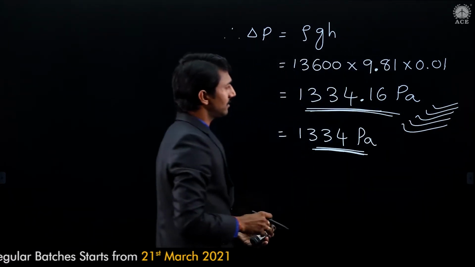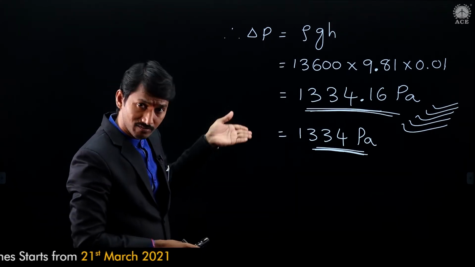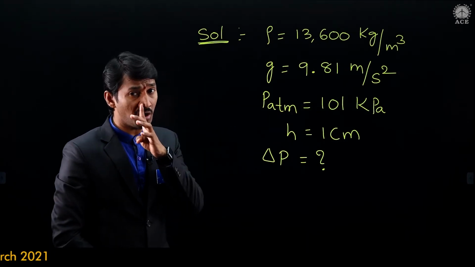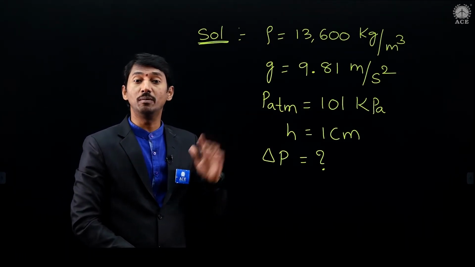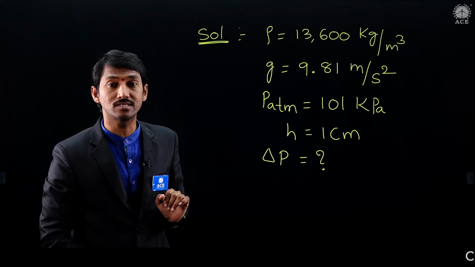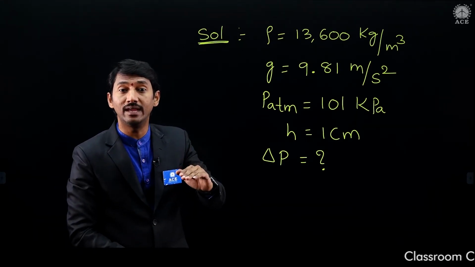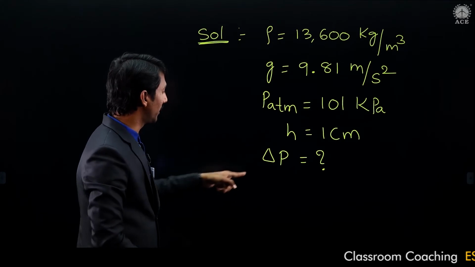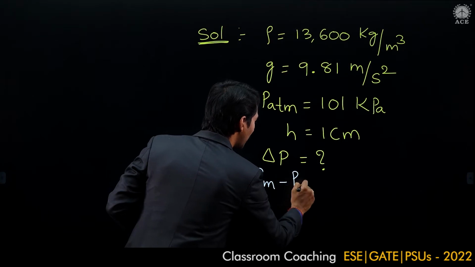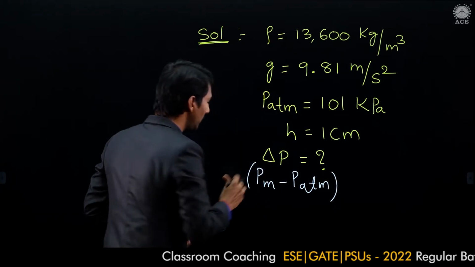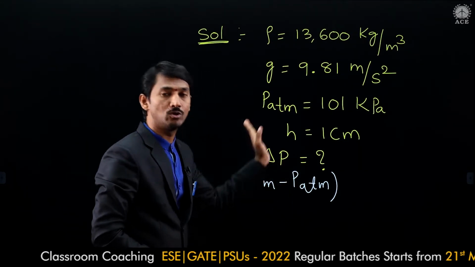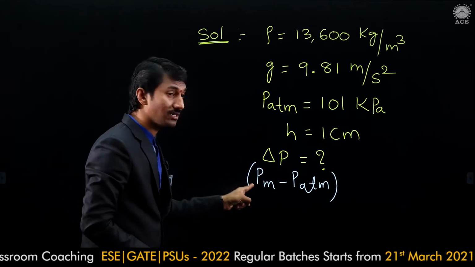Now here, sir, in this question, what is the data not required to calculate this value? P atmosphere. He is not asking to find out the PM, the unknown liquid pressure applied pressure on the unknown liquid. He is asking PM minus PATM, that is differential pressure. That's why delta P. Of course, delta P is what? PM minus P atmosphere. Suppose if he is asking to find out the corresponding PM, then you have to bring this PATM towards the right side. But he is asking differential pressure.